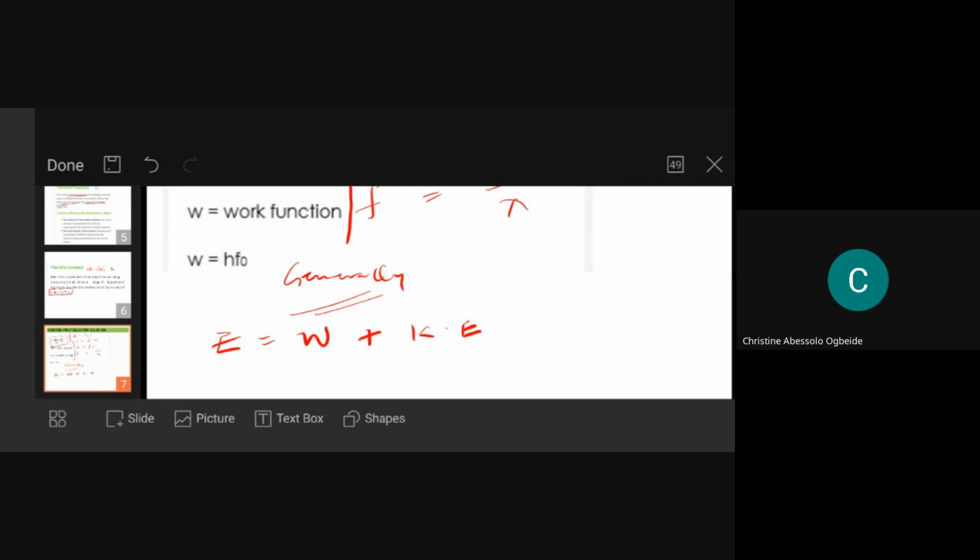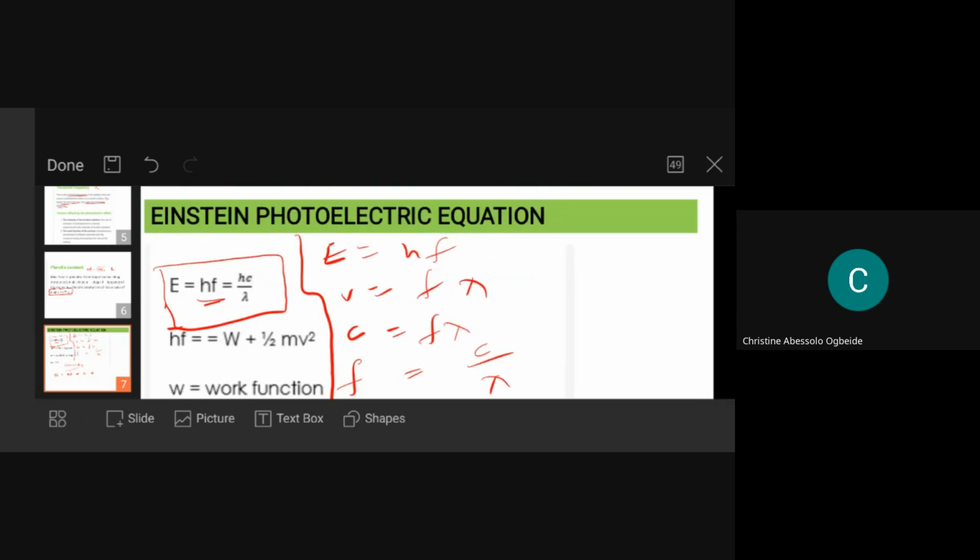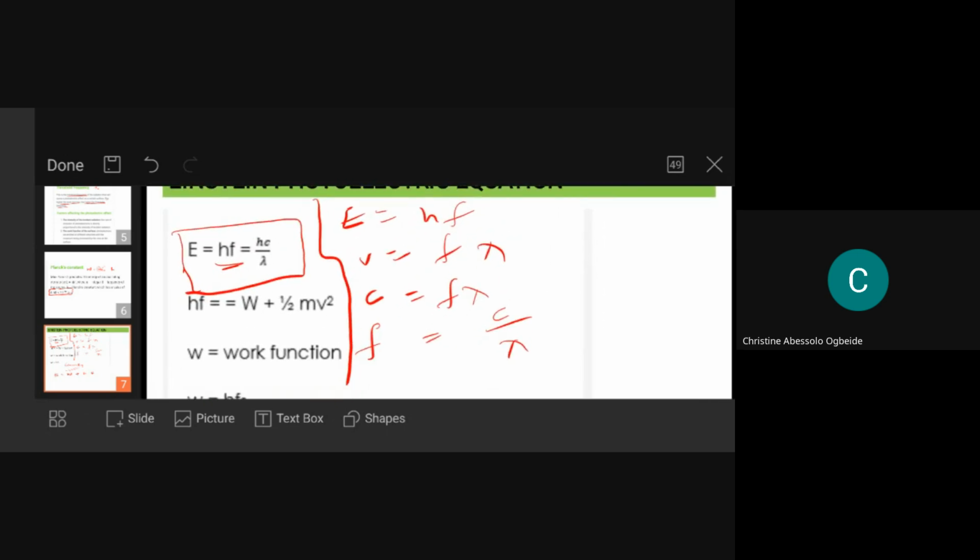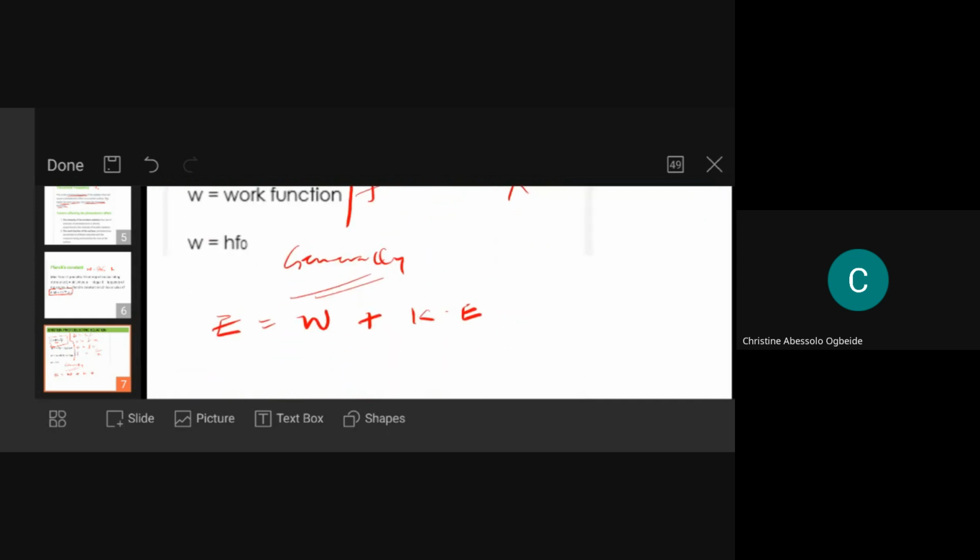So we combine Einstein's photoelectric energy equation with the work function. This E here, remember, we said Einstein's photoelectric equation is given by what? hf. But this hf, which is the energy of the photon, is equal to the sum of the work function W and the kinetic energy. The kinetic energy is the energy with which the electron moves, and the work function is the minimum energy required for emission to occur. So if you sum up the work function and the kinetic energy, it is also equal to the energy of that photon.